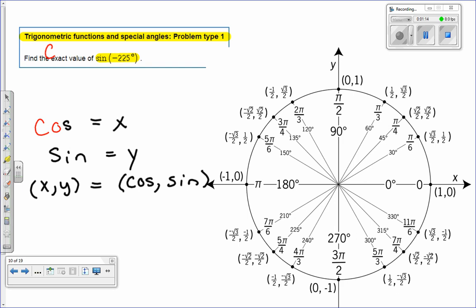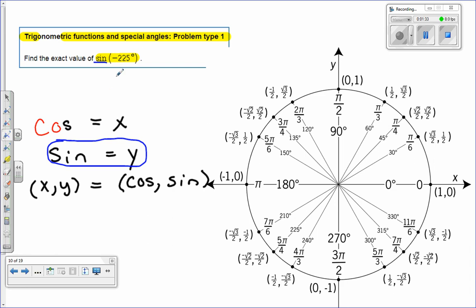So here we go. Let's figure out what they're trying to find here. They're trying to find the sine, right? It says sine. So if they're talking about sine, we want the y value. So we're looking for the y value on the ordered pair.